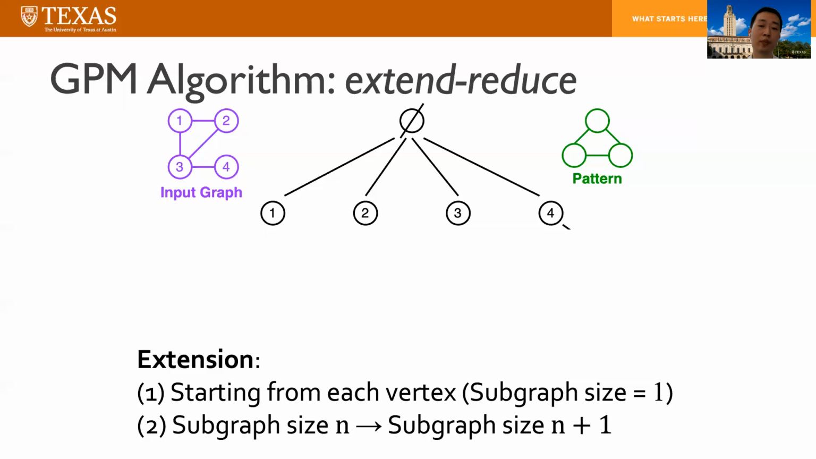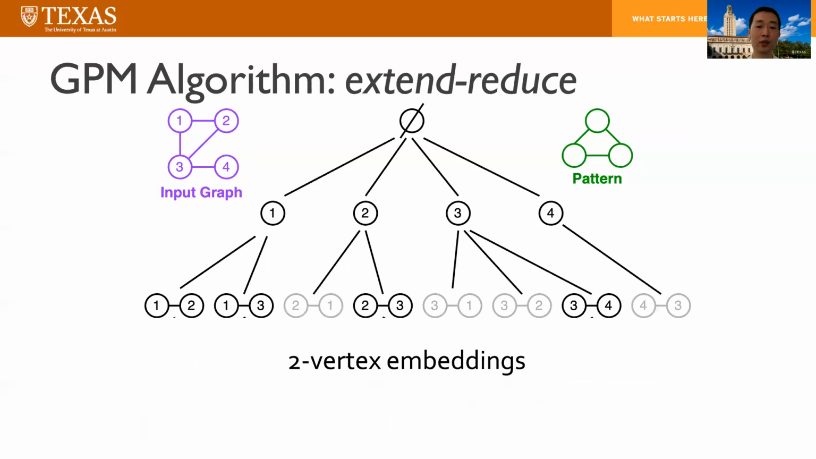To solve a GPM problem, Pangolin uses a simple execution model called extend and reduce. Here I use an example of counting triangles. Starting from each vertex of the input graph, 1, 2, 3, and 4, we iteratively extend one more vertex at a time until the pattern size is reached. So in the next iteration, we get all the 2 vertex embeddings.